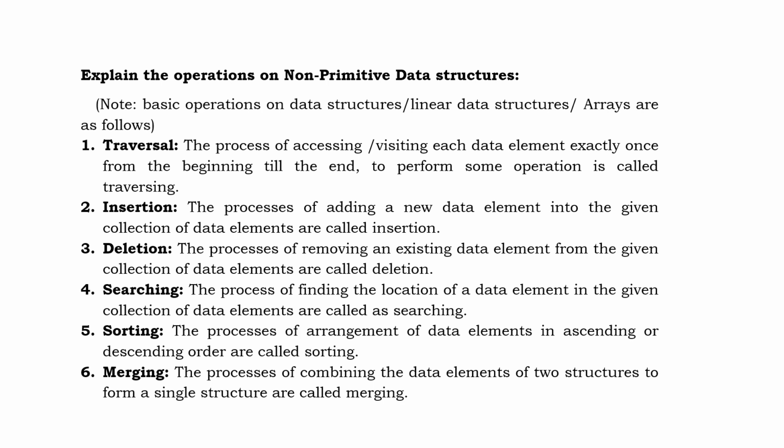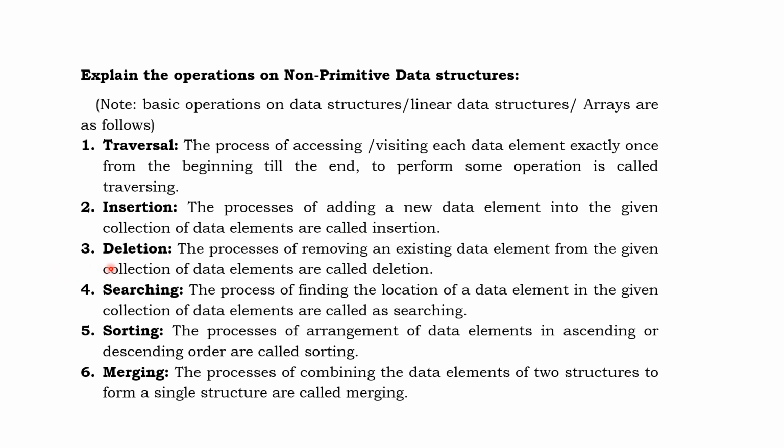For non-primitive data structures, or with respect to arrays, the answer is the same. Traversal: it is the process of accessing or visiting each element exactly once, from the beginning till the end, to perform some particular operation. The elements present in the array, from the 0th position till n minus 1, each visited exactly once, is called traversal. Then we move to another operation, insertion. It is the process of adding a new data element into the given collection of data elements. Adding a new element into an existing array is called inserting an element.